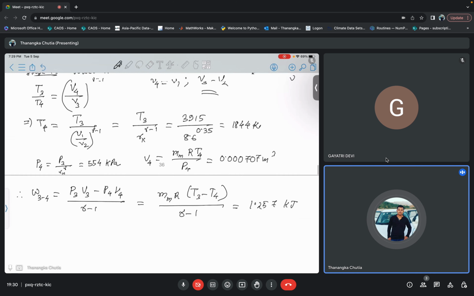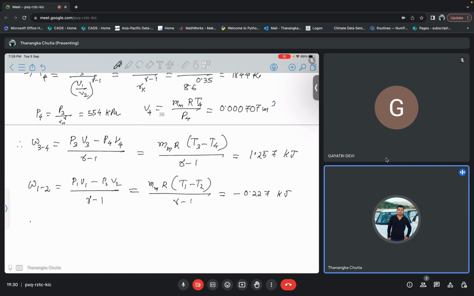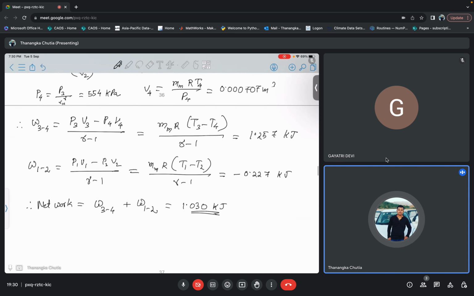Okay, similarly, what will be the work of compression? W1-2 will be P1 V1 minus P2 V2 upon gamma minus 1. So that will be m R into T1 minus T2 divided by gamma minus 1. We have all these values. If you put this in, of course you will get it as negative because this is the work of compression. So this will be 0.227 kilojoule. Okay, so therefore, what is the net work? Net work will be W3-4 plus W1-2, which you will get as 1.030 kilojoule. Okay, so this is your net work.